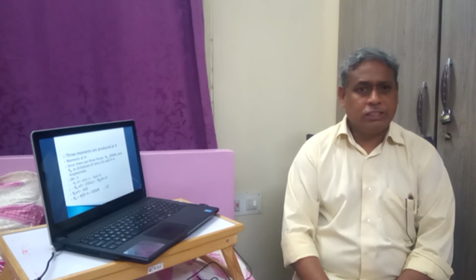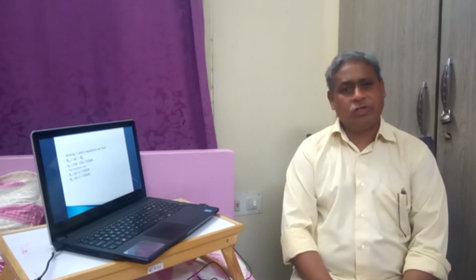If I send this RB into 4 to the other side, it will be plus RB into 4. Therefore, RB into 4 is equal to 400. RB is equal to 400 by 4. Therefore, the reaction at B will be 100 kilonewtons. Since RA and RB are sharing, RB's share is 100 kilonewtons, so RA's share will be equal to the total load 200 minus 100. Therefore, we get RA as 100 kilonewtons. The reactions are 100 kilonewtons each.